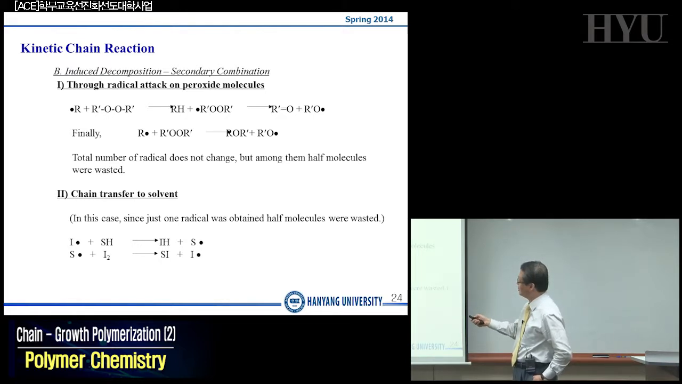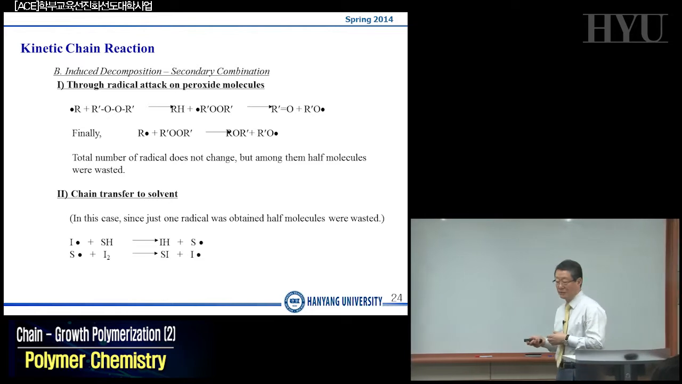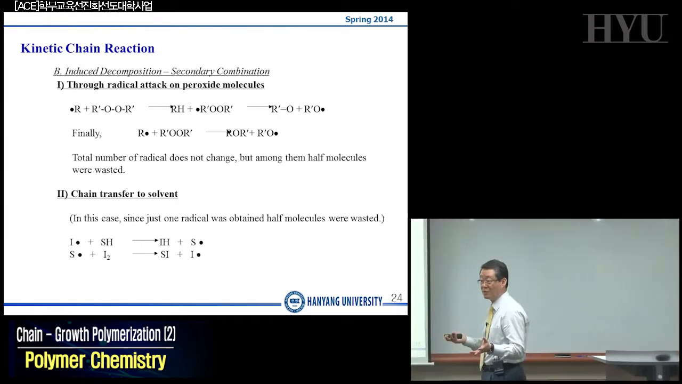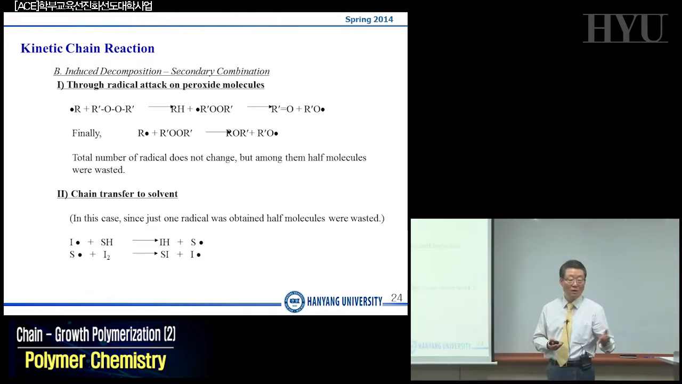So overall, you're expecting to have 3 radical species, 1 from radical, 2 from initiator, but you only have 1 radical. So you lose 66% of your efficiency from these reactions. And this is what we call the induced decomposition, and this might be the second reason that you may not have 100% efficiency of your initiator.